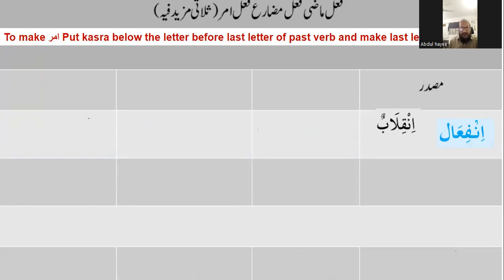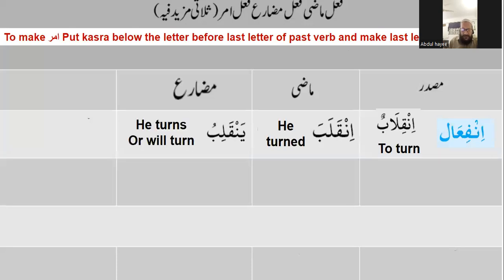Infial. The masdar is inkilab. And what is the madi? What is the madi of inkilab? Inkalaba. What is the mudare? Yankalibu. What is the amr? Inkalib.